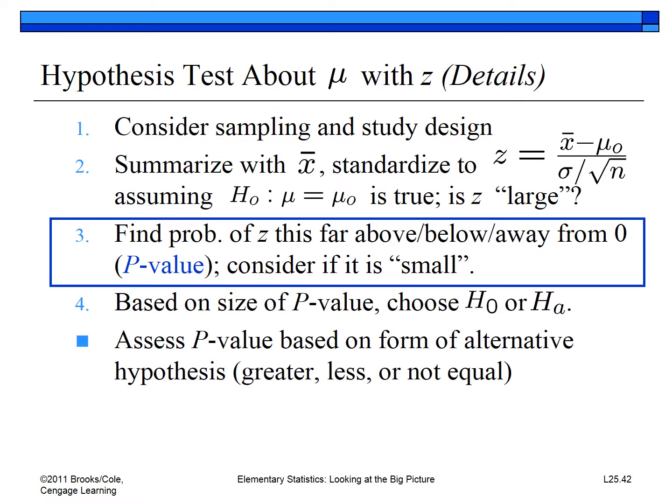We will always assess the p-value based on the way the alternative hypothesis is stated, just like we did for proportions. If the alternative hypothesis is, for example, less than, we'll use a left-handed tail. If it's not equal, we will use both tails.